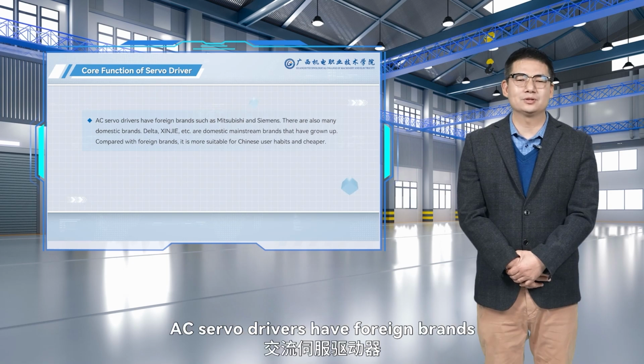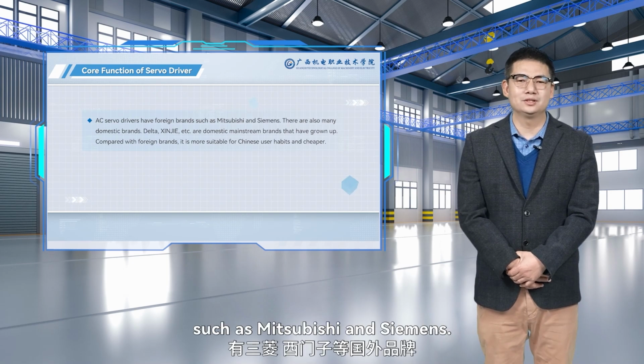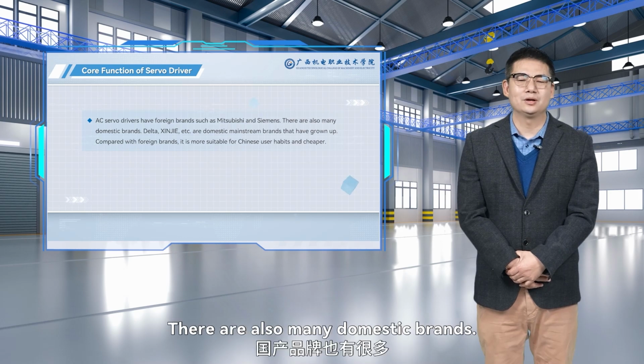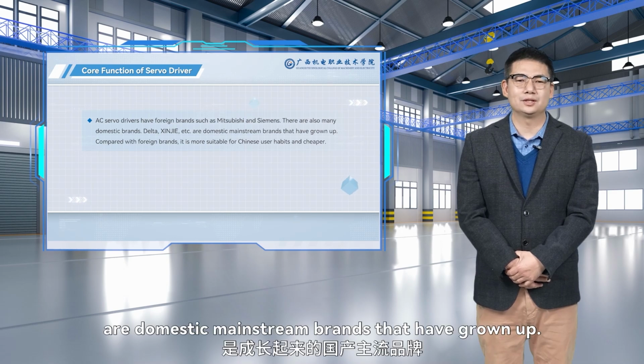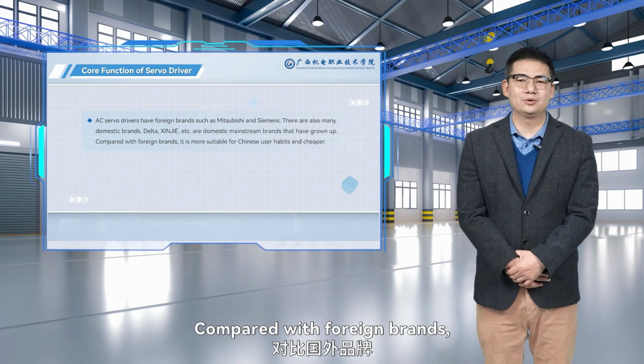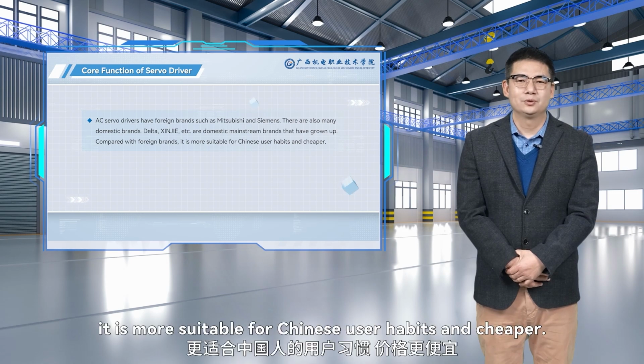Brands of servo driver. AC servo drivers have foreign brands such as Mitsubishi and Siemens. There are also many domestic brands. Delta, Xinjie, etc. are domestic mainstream brands that have grown up. Compared with foreign brands, they are more suitable for Chinese user habits and cheaper.